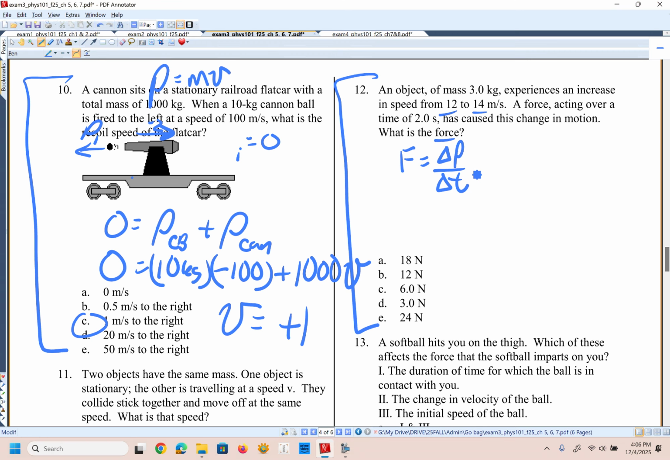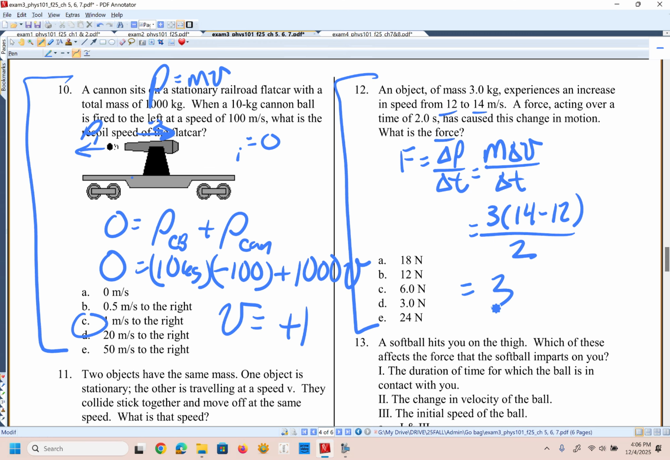I'm looking for the force. So delta P is M delta V over delta T. mv is the momentum, and M delta V is the change in momentum. So that's 3 times 14 minus 12, divided by the time, which is 2. That's 3 newtons. It's kind of nice: if I see an object change its velocity, it's pretty easy to determine the force that caused that change. Forces are hard to measure, but changes in velocity are easy to measure.